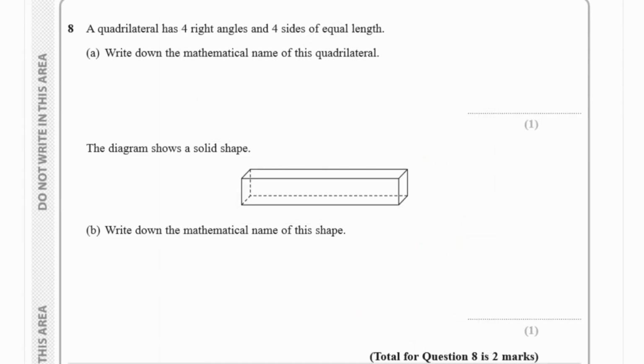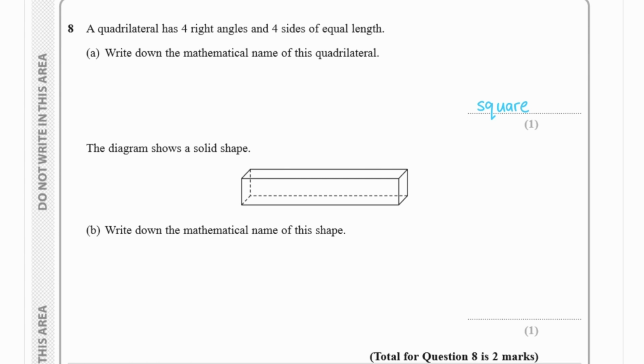Question 8. A quadrilateral has 4 right angles and 4 sides of equal length. Part A, write down the mathematical name of this quadrilateral. So the quadrilaterals that have 4 right angles are squares and rectangles. However, because this is asking for the one with 4 equal lengths, that will be a square, because a rectangle has only 2 pairs of equal length.